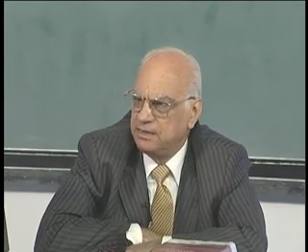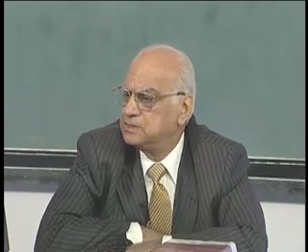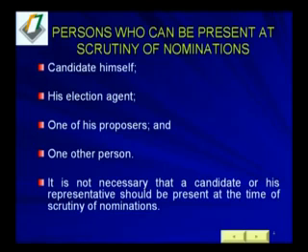Then in addition to these 3 persons, he can bring one more person of his own choice. Normally you will find that those who are very keen will bring some advocates with them, or persons who know election law or procedure, or sometimes some leader, but they can bring only one more person. So, these 4 persons can only be there on behalf of a candidate at the time of the scrutiny.